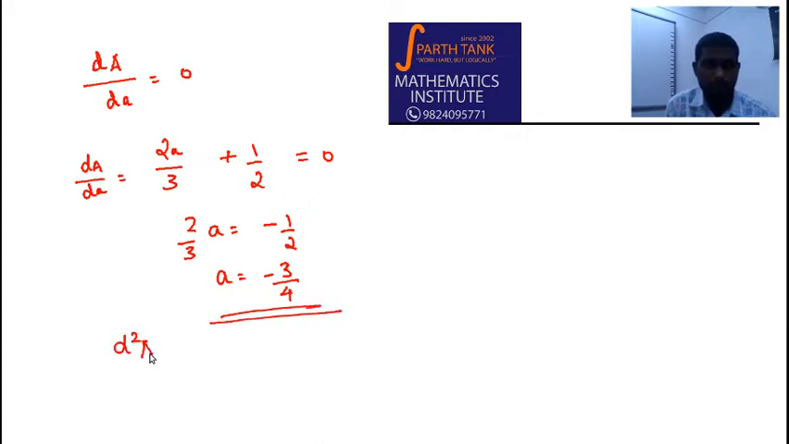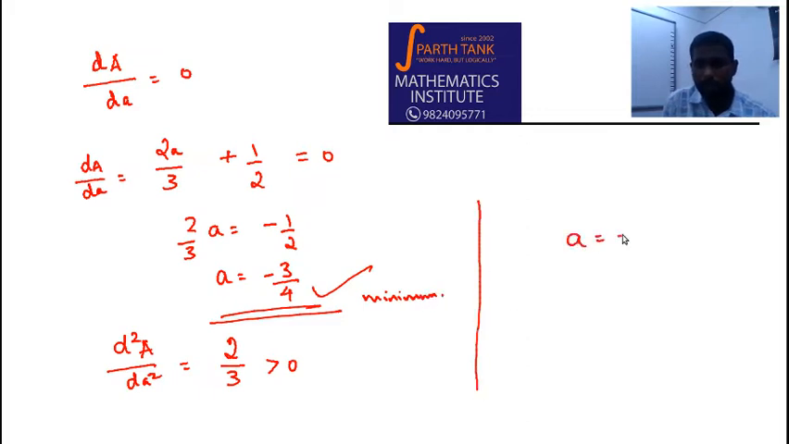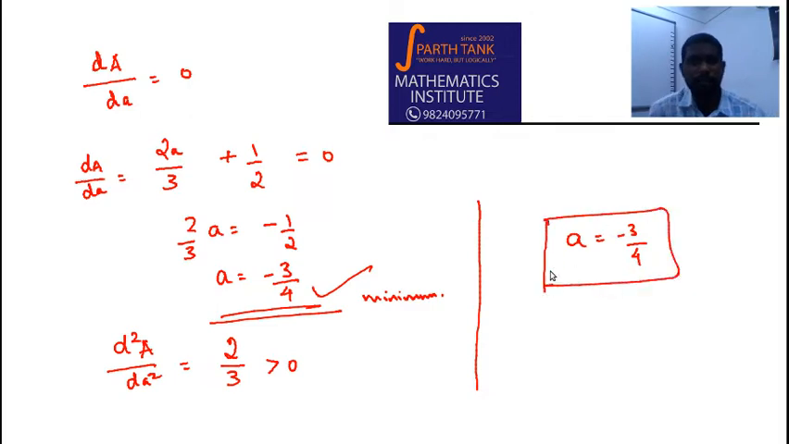And d square A by d a squared is going to be, differentiate this again just to check if it is minimum or maximum, I get 2 by 3. This is always greater than 0. Therefore, this is a minimum. Therefore, a is equal to minus 3 by 4 is the value for which this curve will enclose a minimum area.